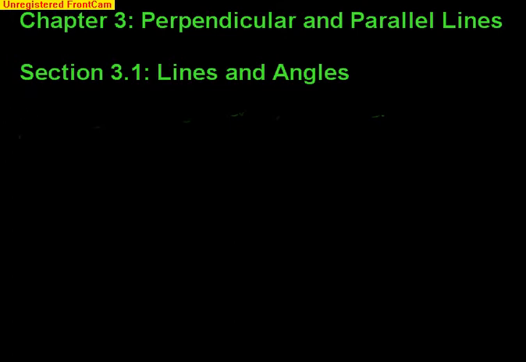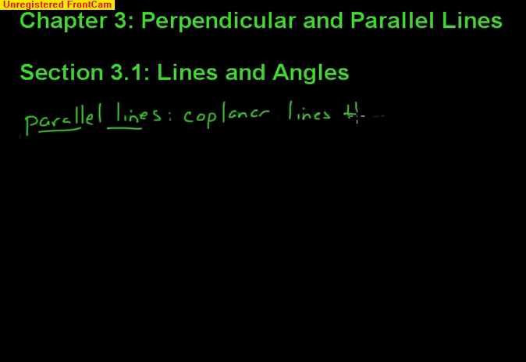All right, so we'll start with parallel lines. And I think we all know that the word parallel means they do not intersect. However, we need to add this word called coplanar. So parallel lines are coplanar lines that do not intersect.